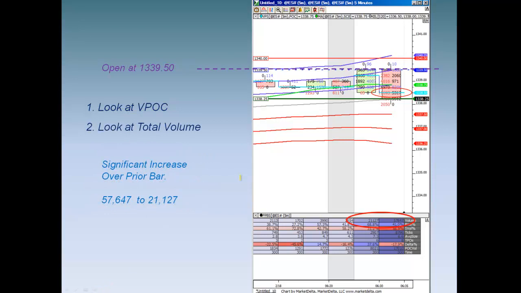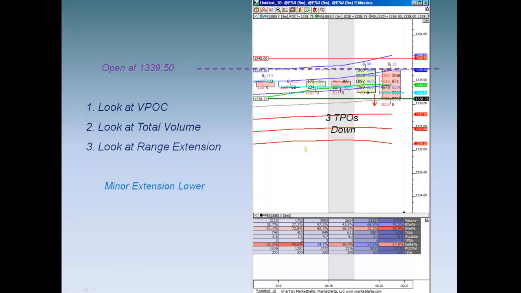All right, next we're going to look at the volume itself, the total volume. And we see that we had a significant increase over the prior bar. When the bar opened, the first 5-minute bar, the total volume for it was 57,000 to 21,000 on the prior bar. That is almost 3 times. That is a significant increase. And what did we see happen? A range extension to the downside and a drop in the volume POC.